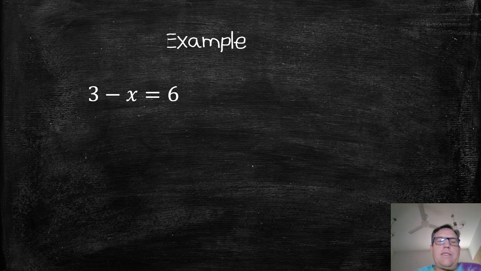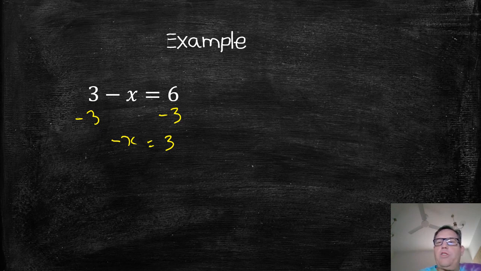Okay, so let's look at this. This looks very similar to what we've been doing before, but we'll notice there's a slight twist this time. On this one, if I want to get rid of the 3, that's a positive 3. So what I'm going to do is subtract 3 from both sides. Now be careful, on the left side when I subtract 3, 3 minus 3 is 0. It leaves me with a minus x equals 3. It's not an x, that's a minus x.